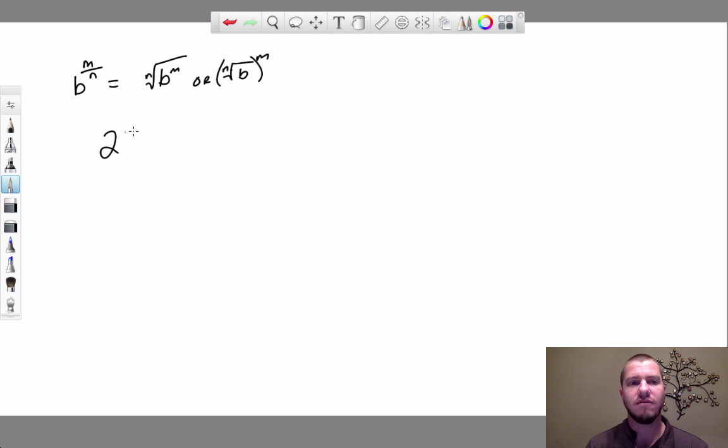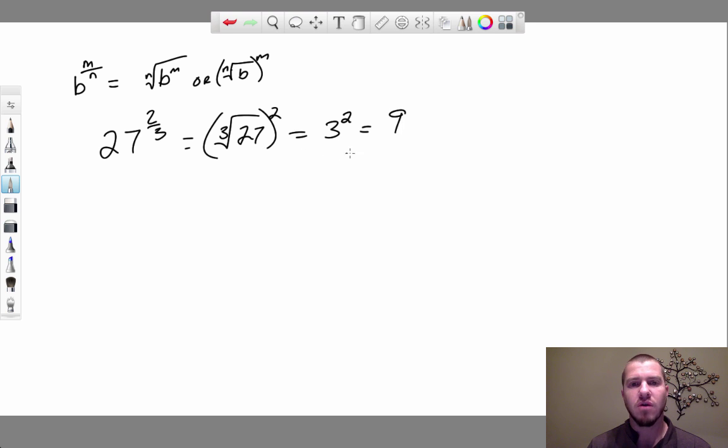So for example, if I have 27 raised to the 2/3, this is going to become the cube root, because my denominator is my root, of 27. It's going to be easier if I do it this way in this case, because I can take the cube root of 27, which is 3, and then 3 squared becomes 9. I would still be allowed to do it the other way, but squaring 27 is going to be a little bit larger, and then I'm going to have to take the cube root of it. It's still going to equal 9 if I do it that way as well.